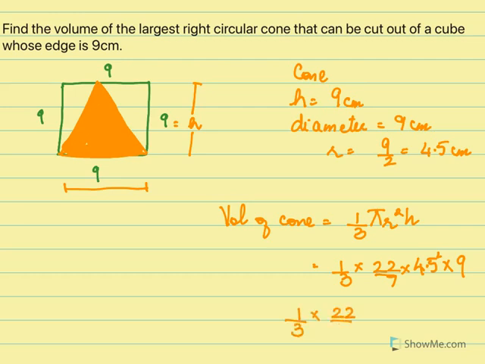So you need to work this out. 1 by 3, 22 by 7, 4.5 into 4.5. And to remove these decimals, what I'm going to do is 4.5 is 45 over 10, into 45 over 10, into 9. And then you cancel, this becomes 3, you work this out, you get your volume equal to 190.93 centimeter cube.